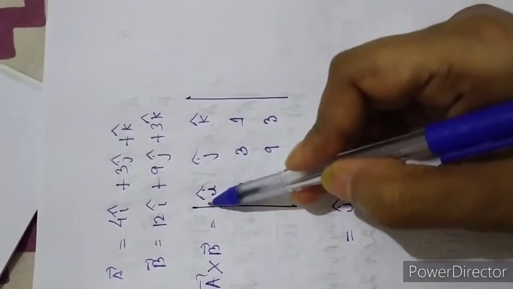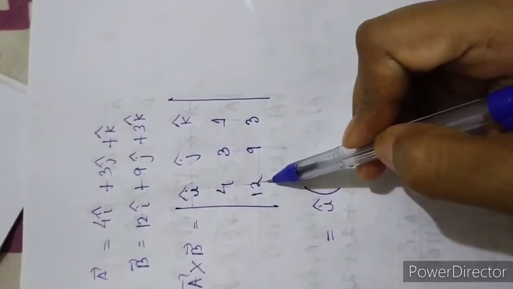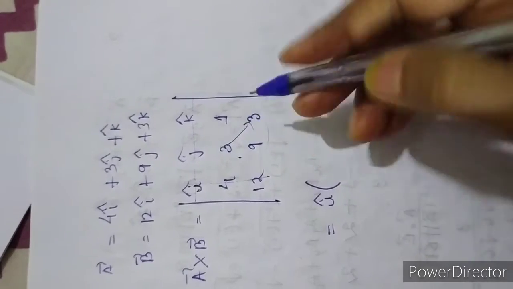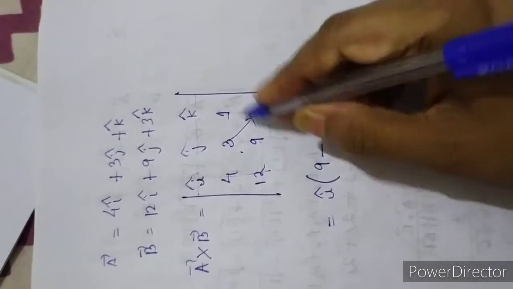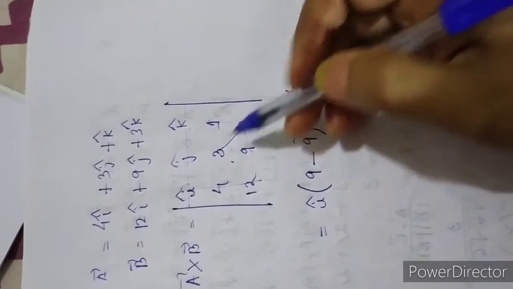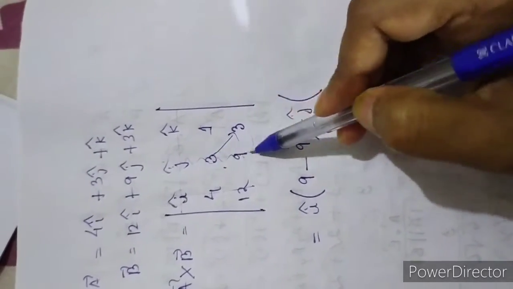When I have taken i cap, this part I have removed and this part I have removed. What is left out? This one. So I will start with this: 3 into 3 is 9, minus 9 into 1 is 9. Done. Minus j cap. When I have taken j, this part is not there.